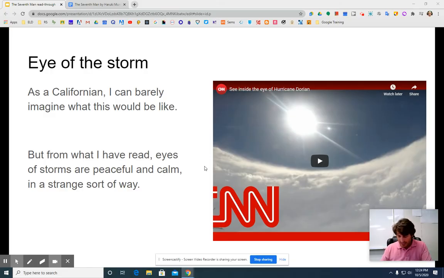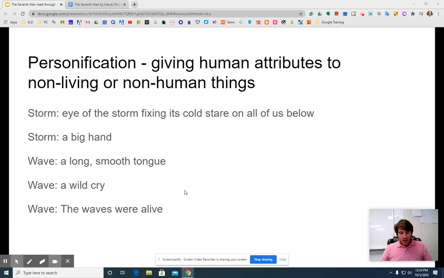And so Kay and the seventh man, as boys, are heading down to the beach in the middle of the storm. They are in the eye. They're in the calm center. Right? All right. A couple of things. We have this word personification. Personification is when we give human person qualities, human person descriptions to non-person things.